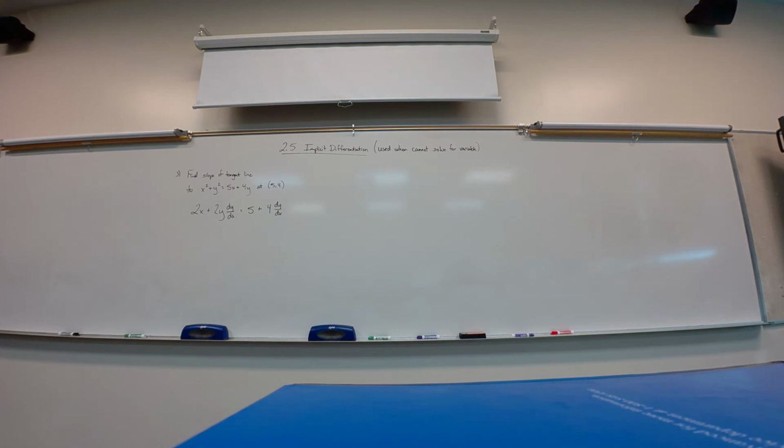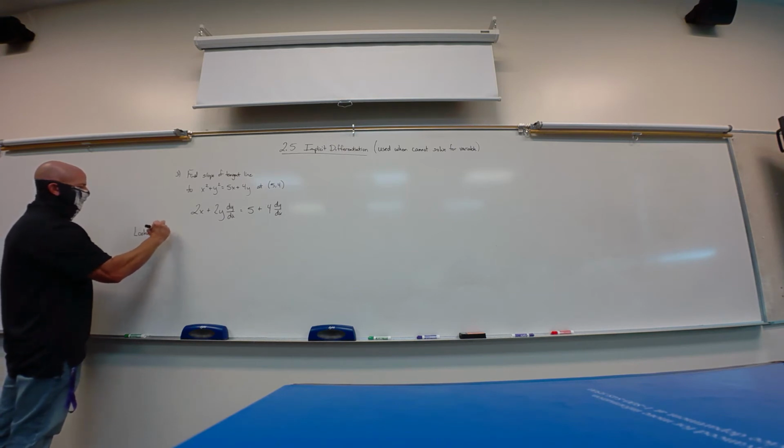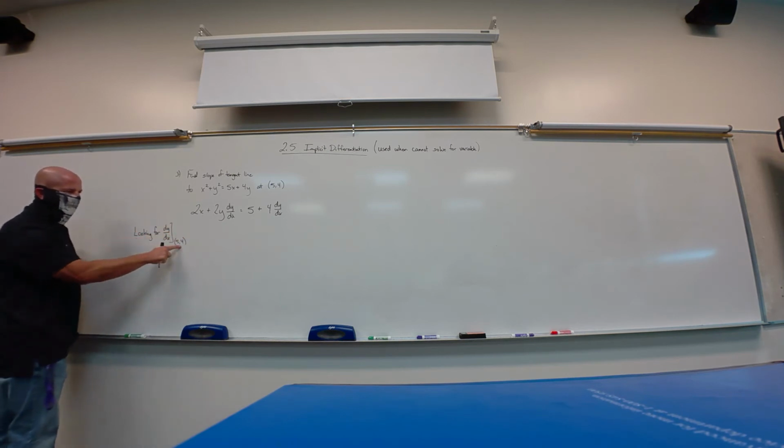All right, now we're trying to find a derivative at a point. So I have the point 5, 4. You have two choices here. You're going to have to find dy/dx at 5, 4. So what I'm looking for is dy/dx at 5, 4. And that's what this notation means. I'm looking for this guy at that point.